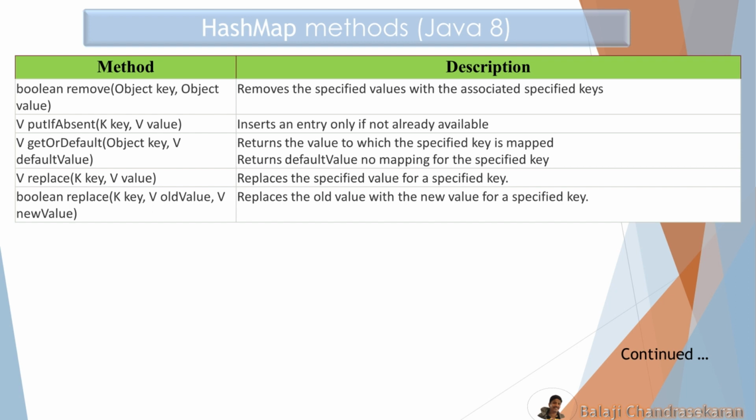The replace method with the arguments key, old value, and new value in the HashMap class is used to replace the entry for the specified key only if it is currently mapped to a specified old value. If the key is present in the map and is currently mapped to a specified old value, then the corresponding value is replaced with the new value. Otherwise, the map remains unchanged.